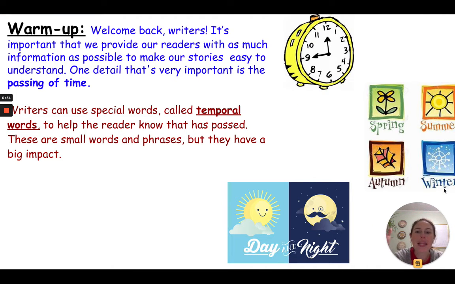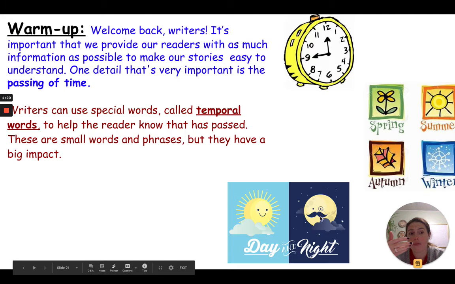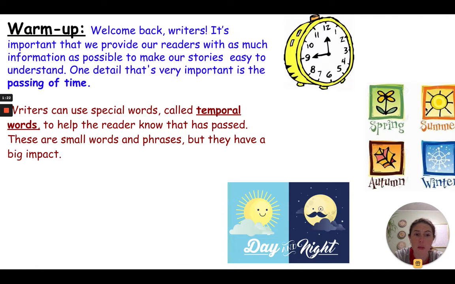It's important that as authors, as writers, we provide the reader of our stories as much information as possible, right? Because that will help them to understand our story best. One of these important details we can add is passing of time. Maybe that's time in the day, goes from morning to afternoon to night. It could be very specific in the time. It can be day to night. It could be about the seasons, spring, summer, autumn, and winter.